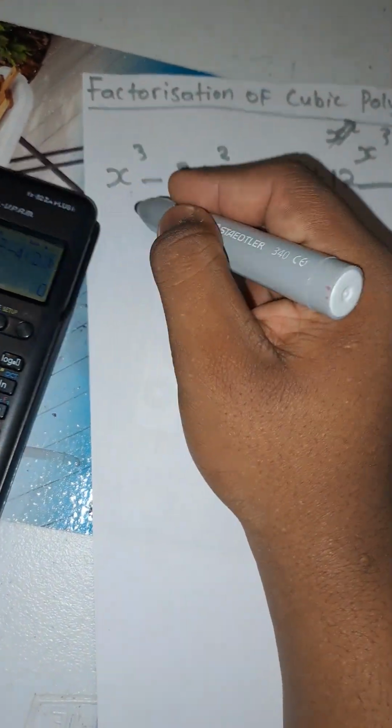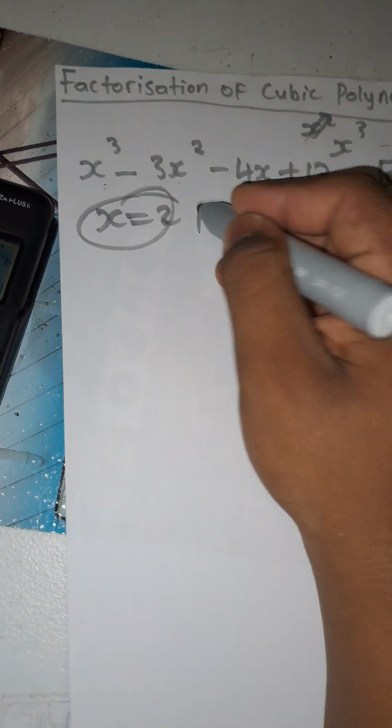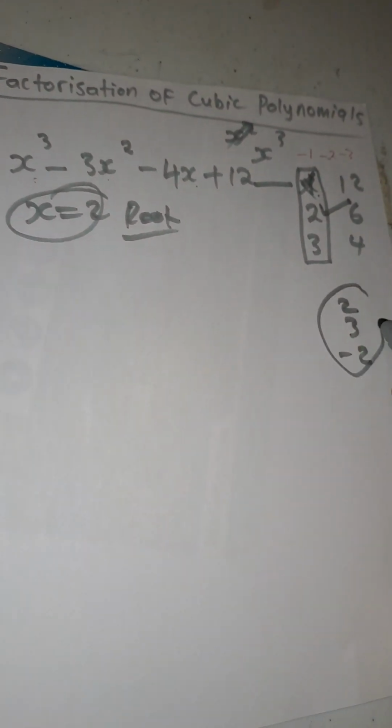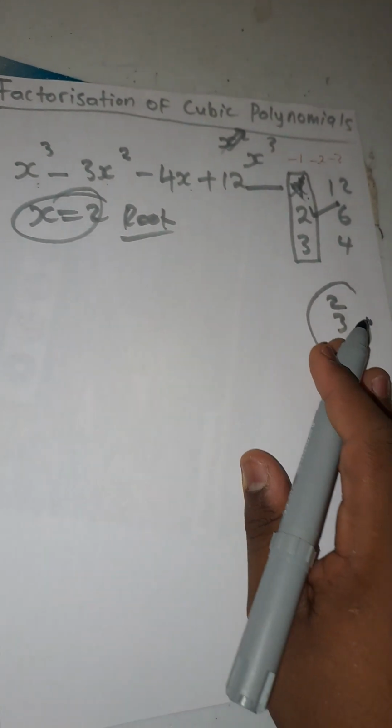So x equals 2, which is the root. Okay? So let's continue. You can use 3. Maybe you might get a 0. Even if you use 3, even if you use 2, you're still going to get the same answer. I'm going to use 2 for now, but you can try 3 and check if it gives you 0. I have checked in my calculator, and I get 2, 3 and minus 2. These numbers give me 0. So you can get your values like that.